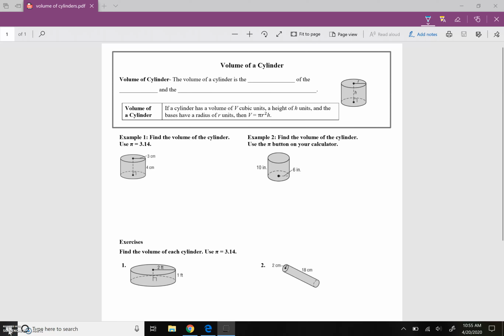Today's topic is volume of a cylinder. The volume of a cylinder is the product of the height and the area of the base. And the formula for that is volume equals pi times the radius squared times the height.